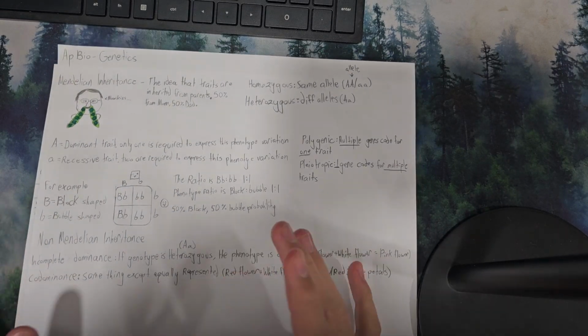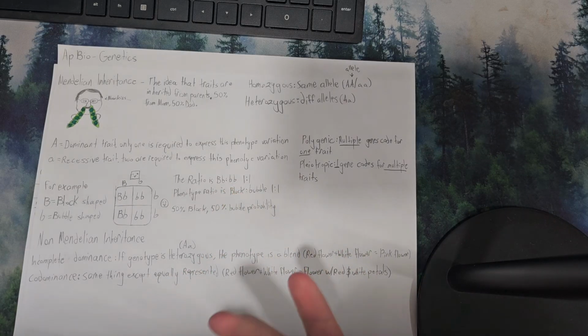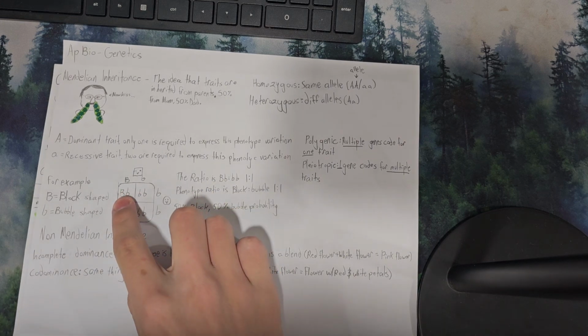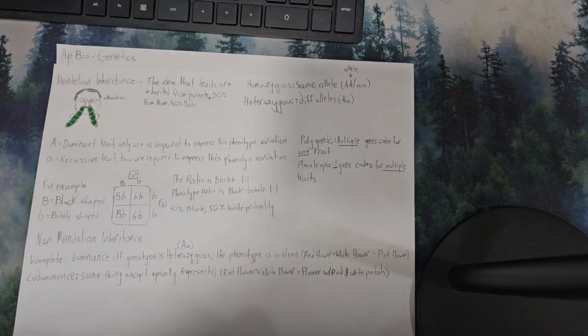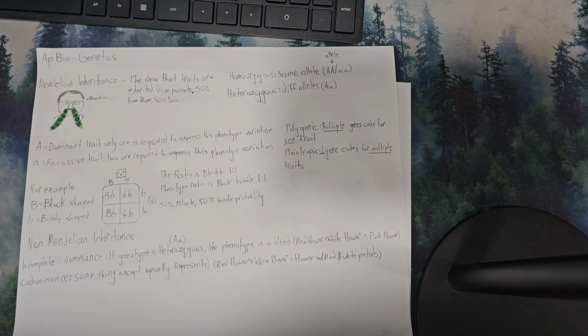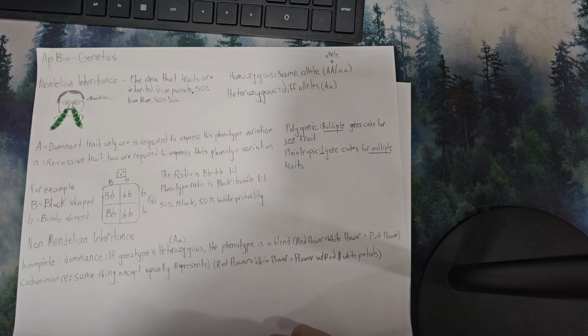So if you look at the ratio, it is from big B, little b to little b's. It's a 1-to-1 ratio, right? For each big B, little b, there's one little b. And the phenotype ratio from block shaped to bubble shaped is also 1-to-1. So what that means is that there's a 50% chance that their kids will be block shaped and a 50% chance that they will be bubble shaped.